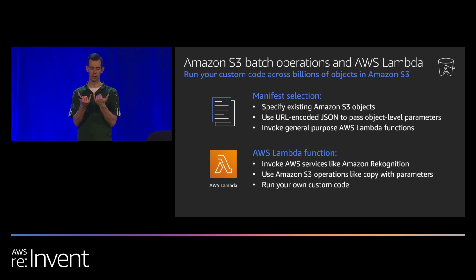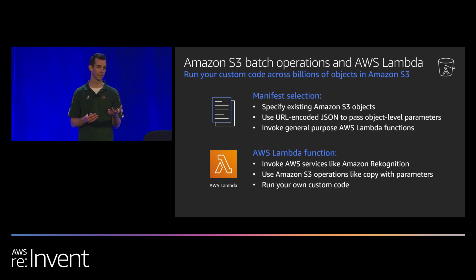If you can list that out in a manifest and say this is the source and destination key I want to use, then batch operations can use that, input it to your Lambda function, and now you're doing more of a custom copy and actually specifying exactly what those parameters are for each object. So it allows you to do a lot there.